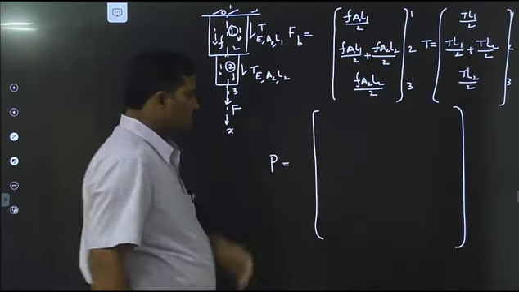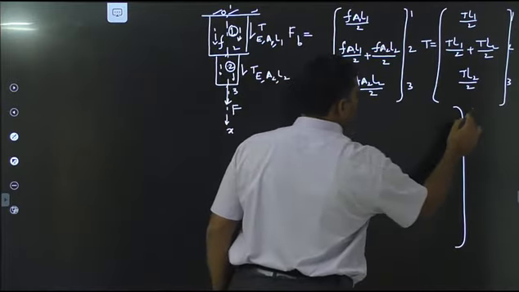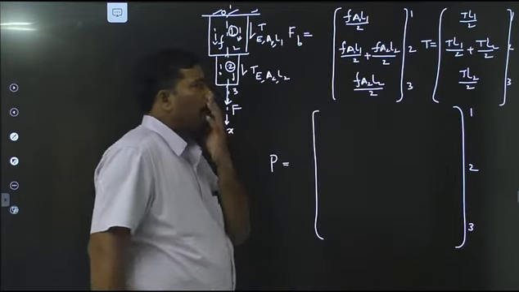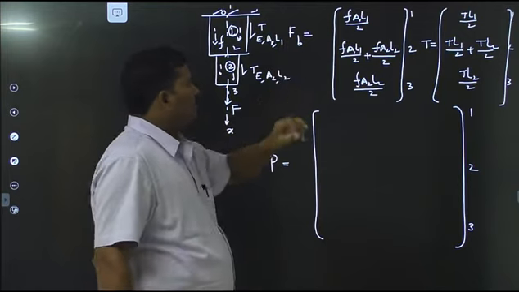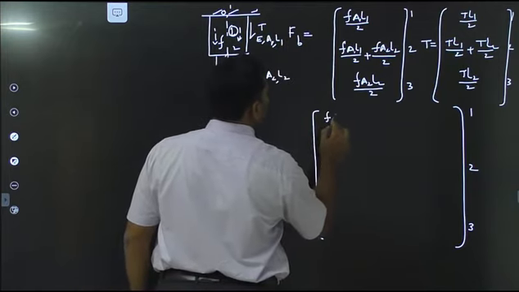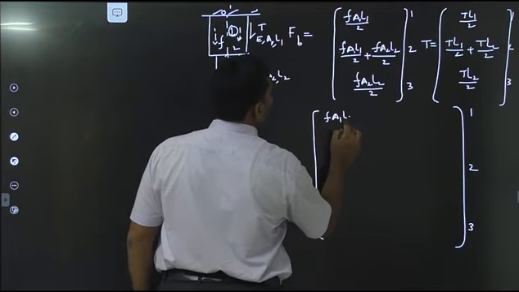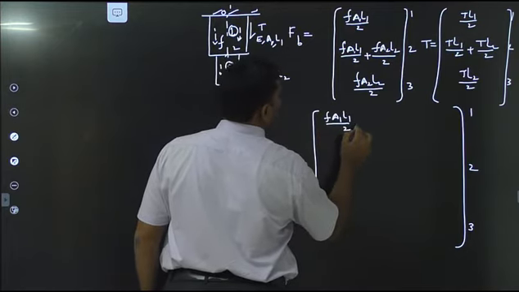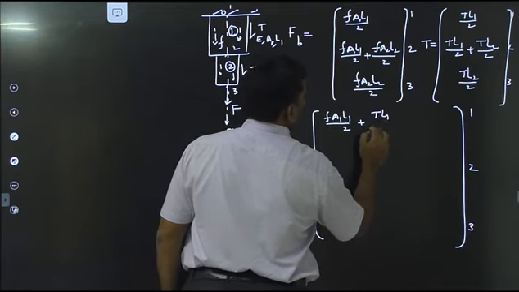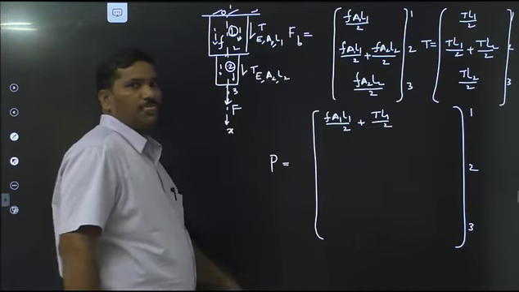Column matrix. What are the corresponding degrees of freedom? Q1, Q2 and Q3. Therefore, I write 1, 2, 3 here. Now, sum up simply. F A1 L1 by 2. Next, plus T L1 by 2.